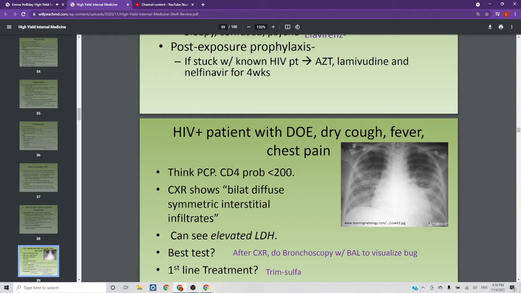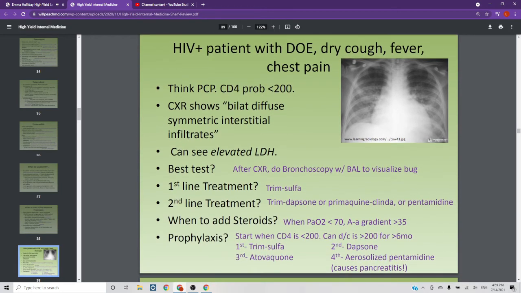And this is what the chest x-ray looks like. It's not very impressive. It's kind of some fluffy bilateral infiltrates on the chest x-ray. And of note, LDH can be elevated in the blood. The best test after a chest x-ray? Yeah, we want to see the sputum. Not sputum, but we'll want to get a sample. So bronchoscopy with bronchoalveolar lavage, we need that to actually see the bug.